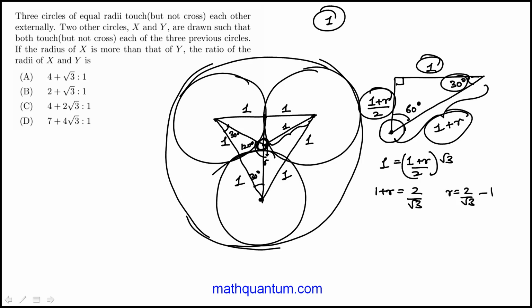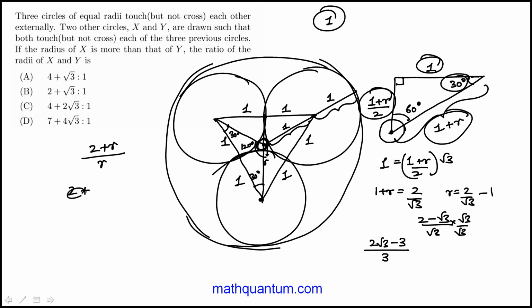Now if you look at the largest circle, if you connect from the center to this end, that has a radius of this diameter plus R. So the ratio we're looking for is 2 plus R over R. So here R is 2 minus root 3 over root 3. Let me just rationalize that. 2 root 3 minus 3 over 3.